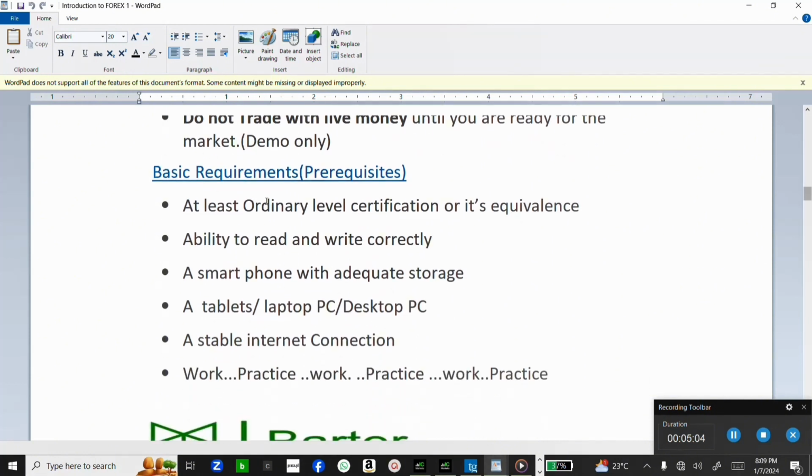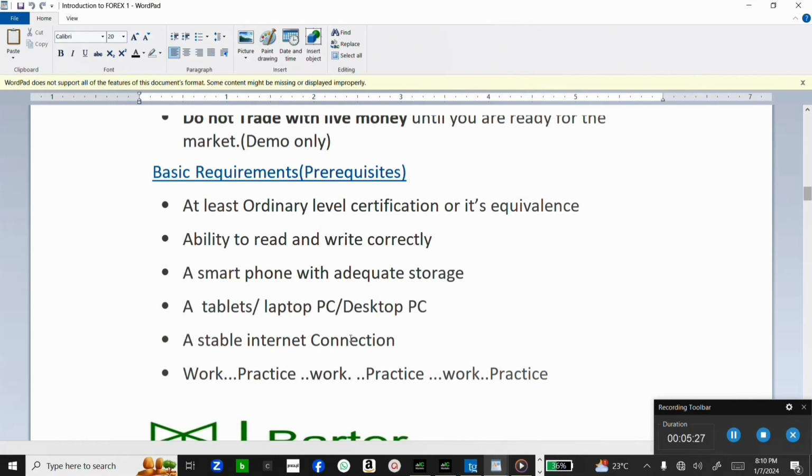What are the basic requirements to learn this course? At least you should have ordinary level or its equivalent. You should be able to read because you are going to do a lot of reading and a lot of writing, a lot of calculations as well. You should have at least a smartphone with adequate storage because there's going to be a lot of videos. You will need storage in your device. You need at least a tablet. You need at least a laptop.